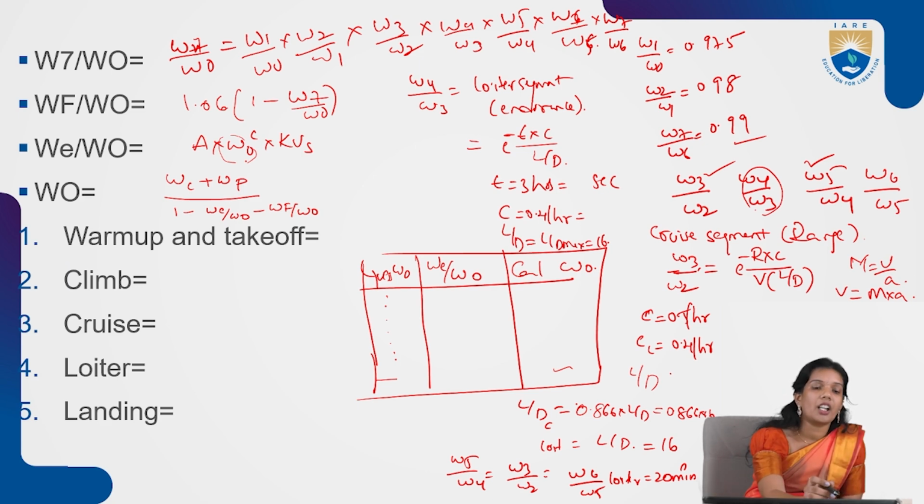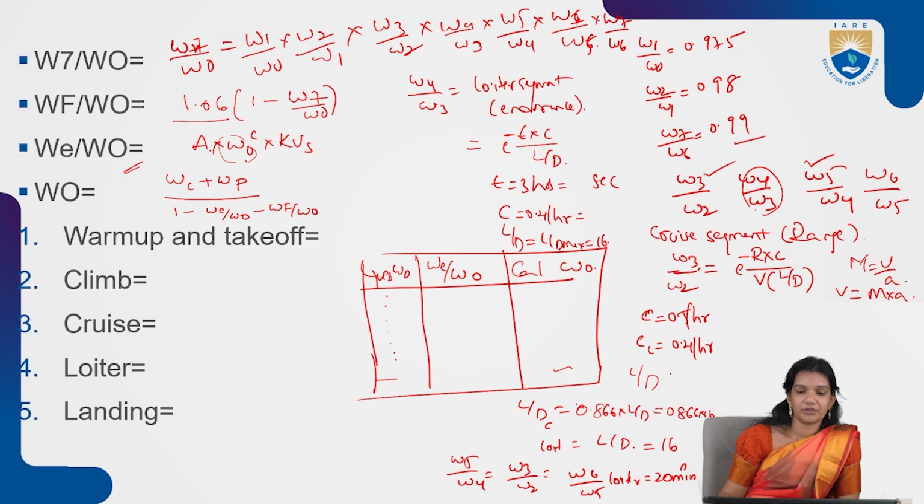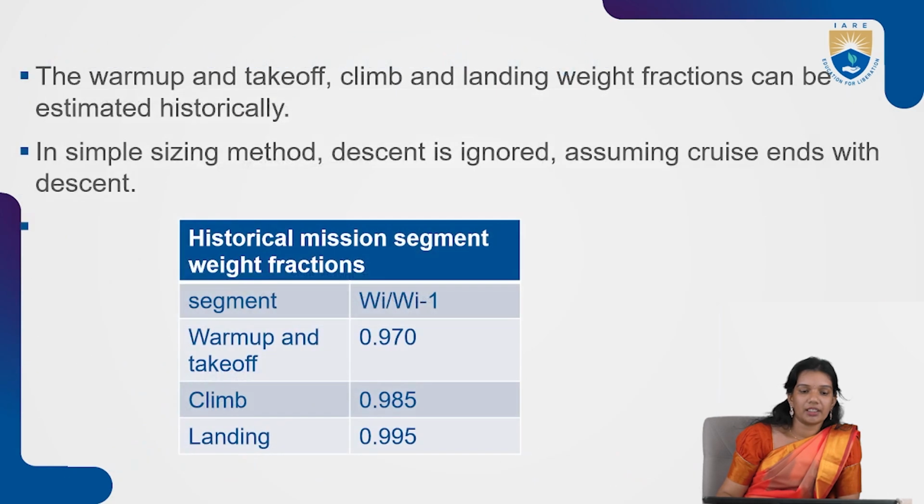Then from there, I know how to calculate the fuel weight fraction, which is 1.06, the allowance that we are going to consider for trapped or reserve fuel, into 1 minus the W7 by W0 value that we attain here. Then we know the empty weight fraction. The empty weight fraction formula is A W0 to the power C into KVS. Now what is A and C? Let us see.